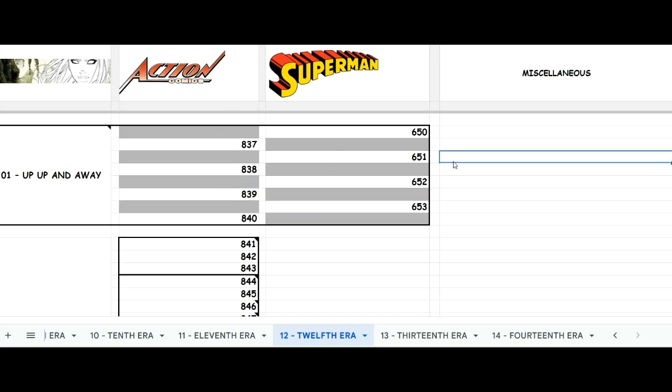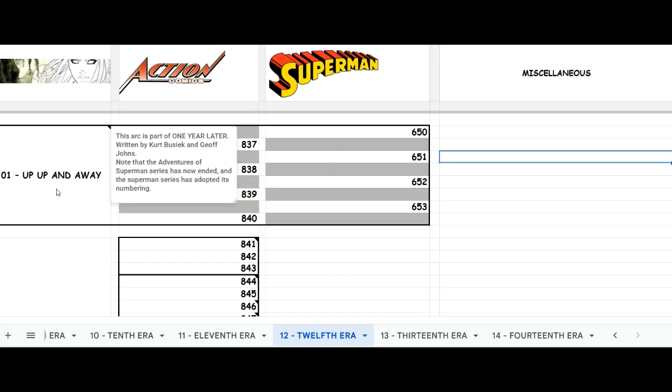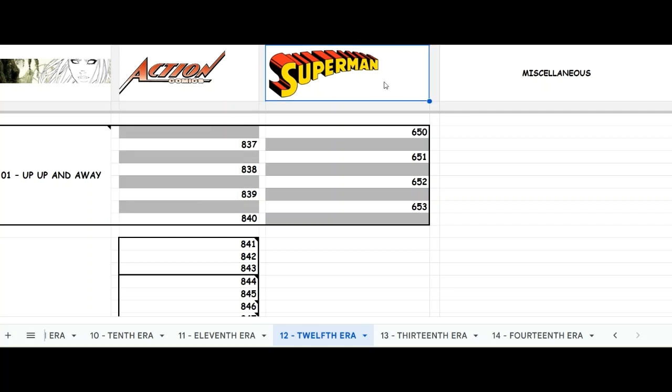We've got the 12th era of Superman, which starts with an arc called Up, Up and Away. As it says here, this arc is part of the 1 year later event. If you're not sure what 1 year later is, obviously you can Google it. And the end of my Infinite Crisis mega event walkthrough video talks about it as well. Now, this was written by Kurt Busiek and Geoff Johns. It's important to note here that we've got the Superman logo, and this is another Superman series. But what actually happened was the Adventures of Superman series had ended with issue 649 of Adventures of Superman, and then Superman is what then picked up the numbering from that point on.